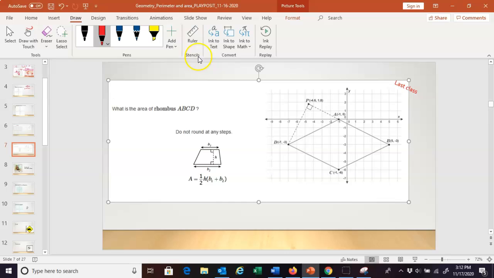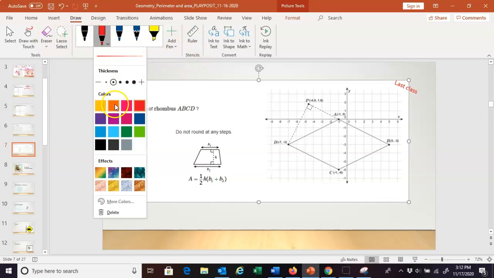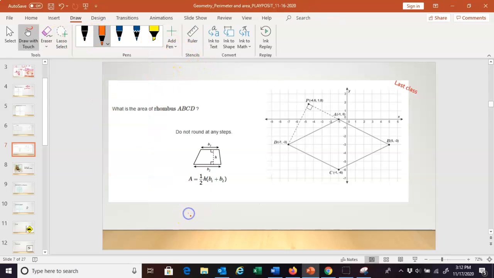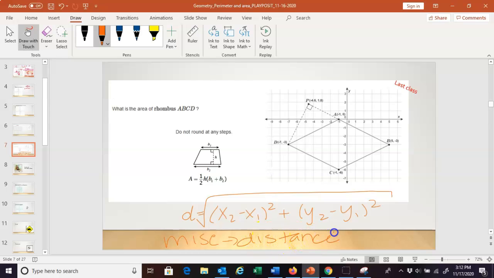Again, you can use the distance formula. I'll write it up here. I would write it down in your notes for sure. You subtract the x's, square them, subtract the y's and square them, and then take the square root. Or you can use that MISC distance feature on the calculator. Either is totally fine.